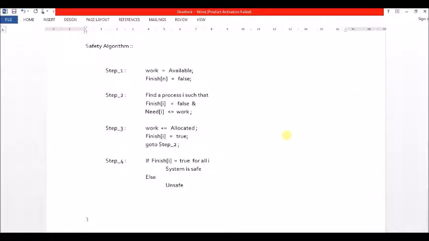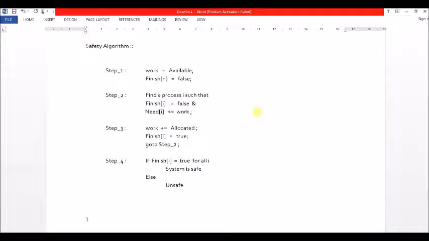So here is the safety algorithm. Please, guys, don't try to mug up this algorithm. Just remember the previous example of providing a loan to our customers. The same steps are followed here, and you can easily write this safety algorithm.